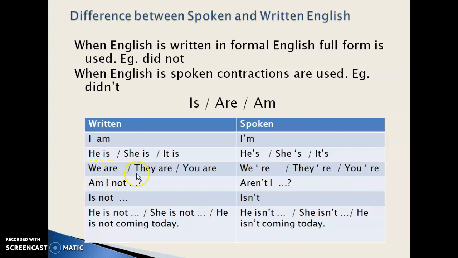We are. They are. You are. In spoken English, we're, they're, you're.